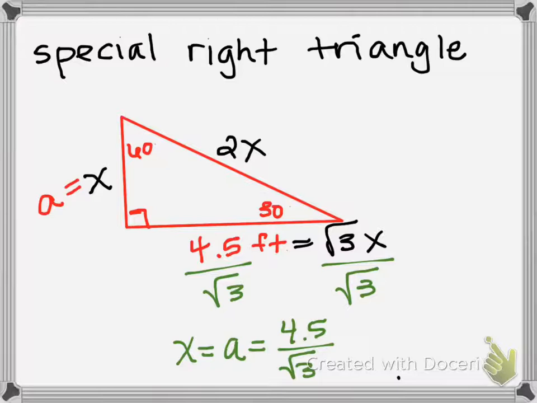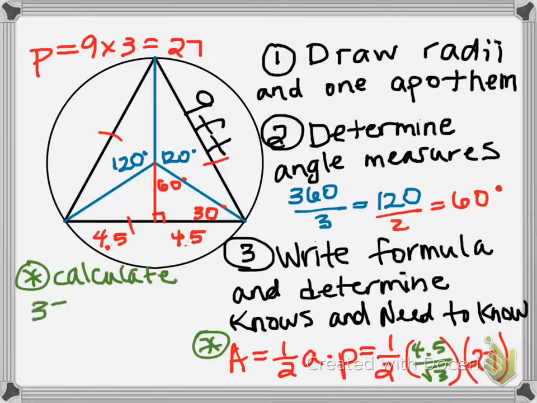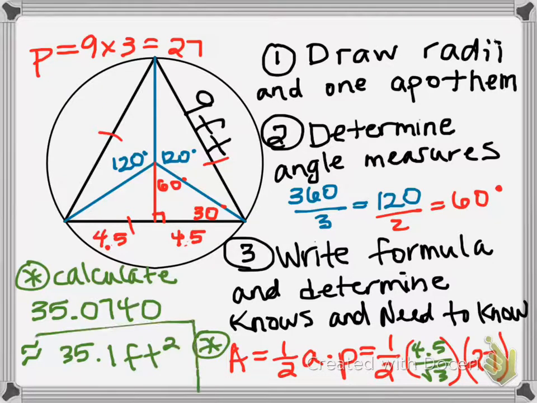So now I can go back to my previous screen, and I can plug in what I know from my apothem. I know it's 4.5 over square root of 3. So I actually have to calculate this. And when you do so, you'll see that it ends up being 35.0740, and it continues. But here I'm actually going to round to the nearest tenth, which on your assignment is what you'll be doing. So I just put all of that together in the calculator, and it's approximately 35.1 feet squared. And that is your final answer for this problem.